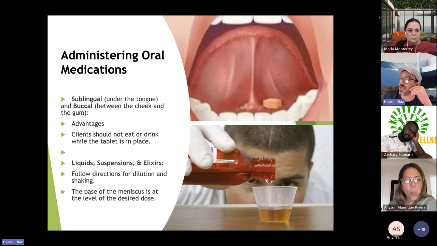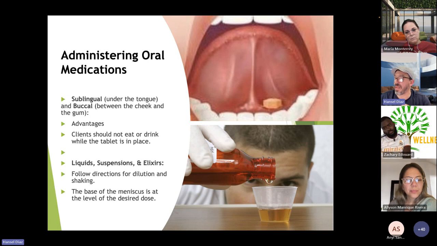And you follow the directions for dilution and shaking of the medication, and you use the base of the meniscus at the level of the eye, like this. So you can measure the right amount. If you look at it like this, you might make a mistake. It could be more. You have to do it like this.